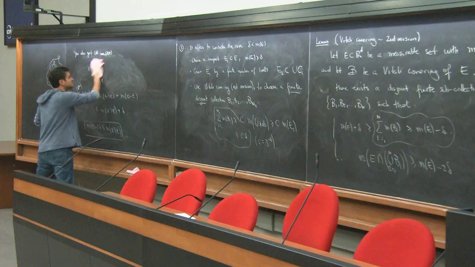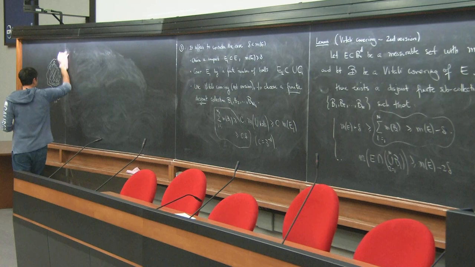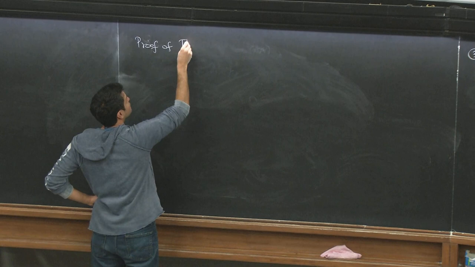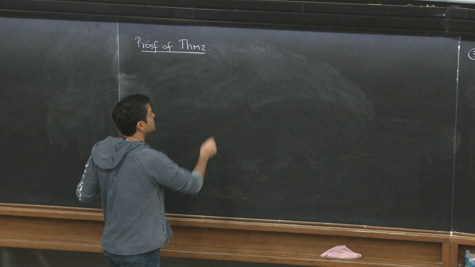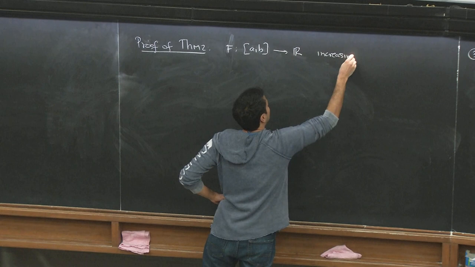Now let's see. With the help of this, let's prove the differentiability of my function almost everywhere. So let's go back now to the proof of the main theorem, theorem 2. Remember, I started with a function F from a, b to R, which was increasing. I wanted to show that it's differentiable almost everywhere.